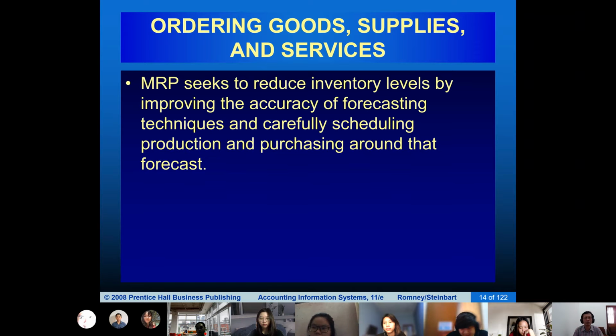So what's MRP? MRP seeks to reduce inventory levels by improving the accuracy of forecasting techniques and carefully scheduling production and purchasing around that forecast. So for example, I forecast in January that we will only produce 1,000 units, so we need materials for 1,000 units. No more, no less. In February, if we produce 500 units, then we only need inventory for 500 units. So we only purchase inventory based on that forecast.